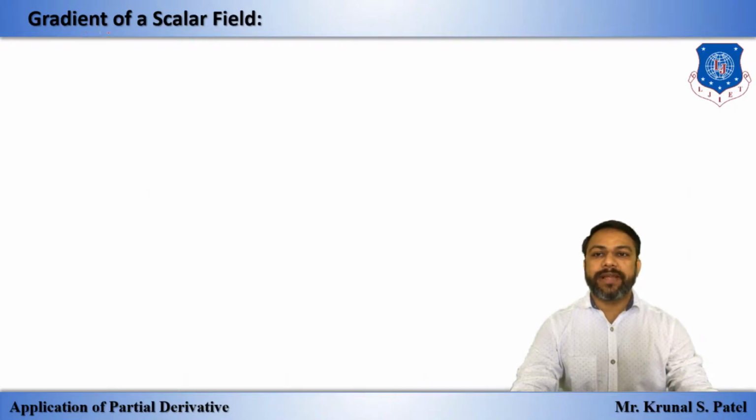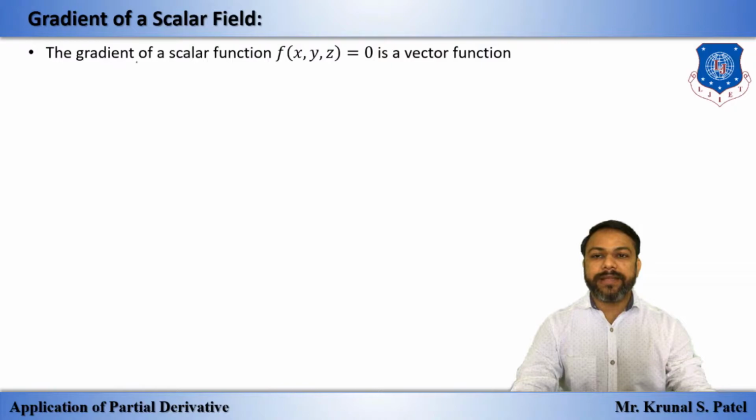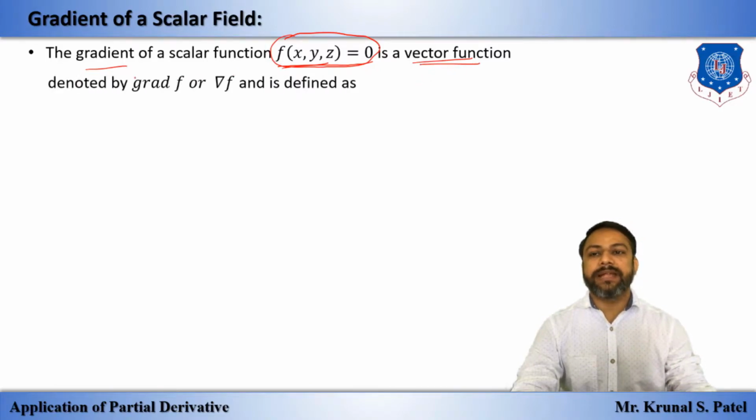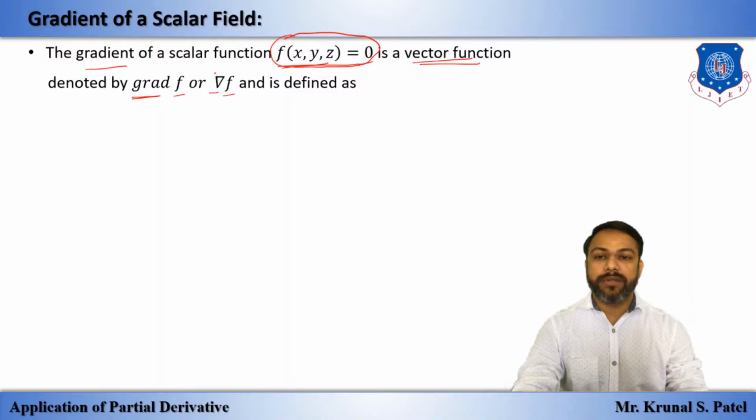First, start with the gradient of a scalar field. The gradient of a scalar function f of x, y, z is a function called a scalar field. That means it is a scalar function. The gradient of a scalar function is a vector function. If we find the gradient of this function, it will be our vector function, and it is denoted by grad f. We denote this as grad f or del f. We can say this symbol as del or nabla.